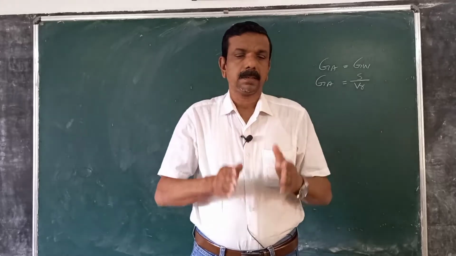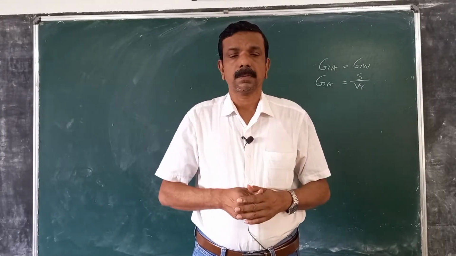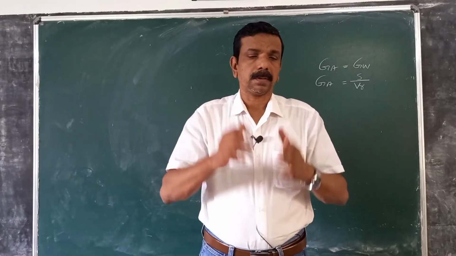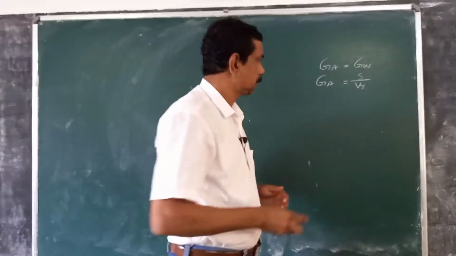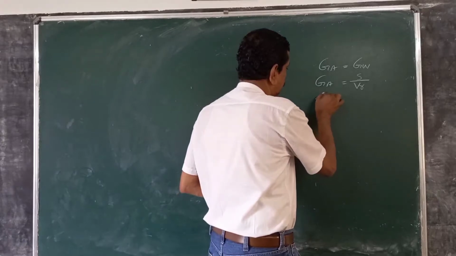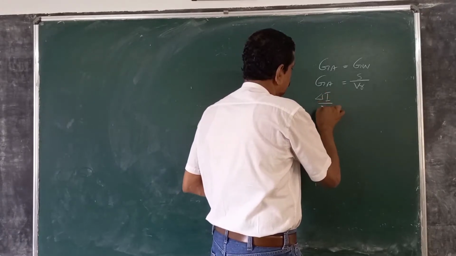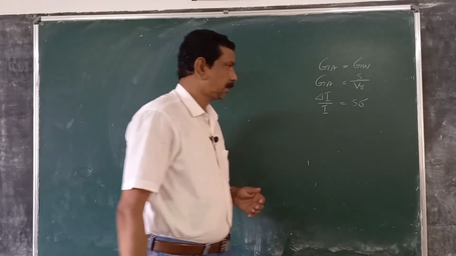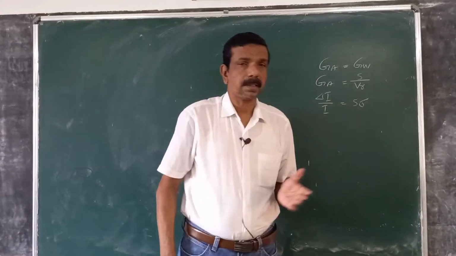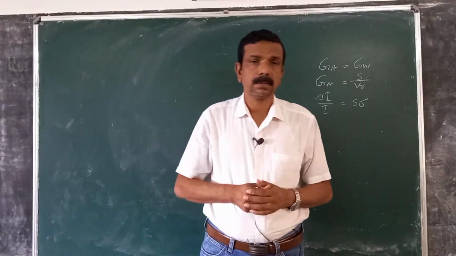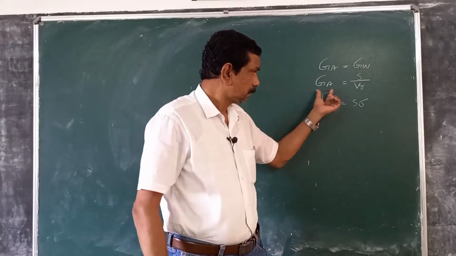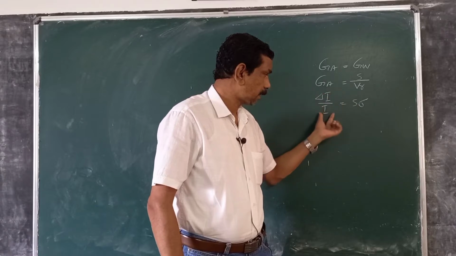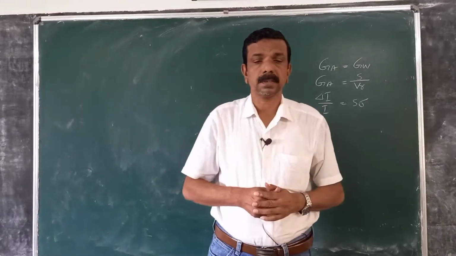And in the Domar's model, dynamic equilibrium requires delta I by I is equal to S into sigma, equating the demand side and the supply side of the model. We have dynamic equilibrium in the Domar model as delta I by I is equal to S sigma.